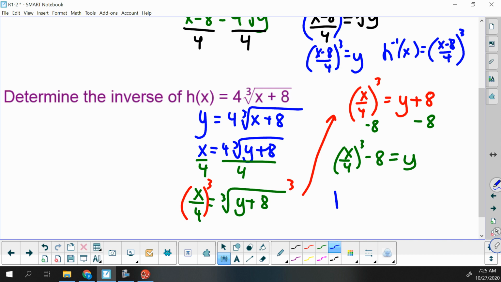And again, we had h, so in our inverse notation, we'd have h inverse is equal to (x over 4) cubed minus 8. So notice a slight difference: the original equation yields different inverses, a different order that things need to be undone.